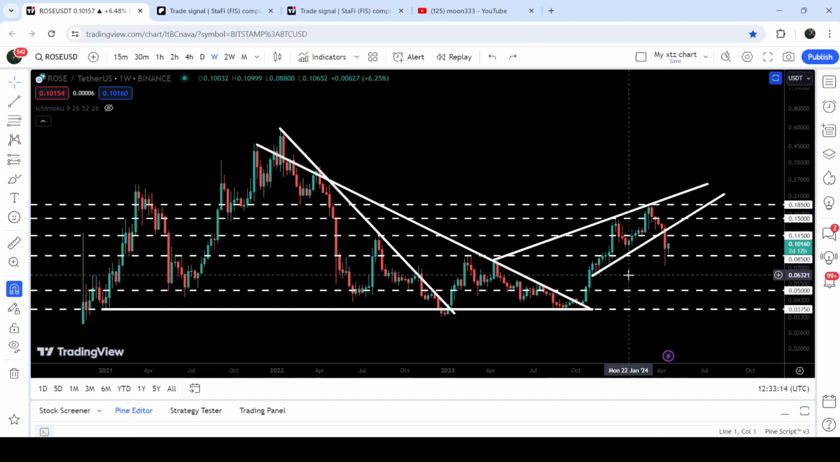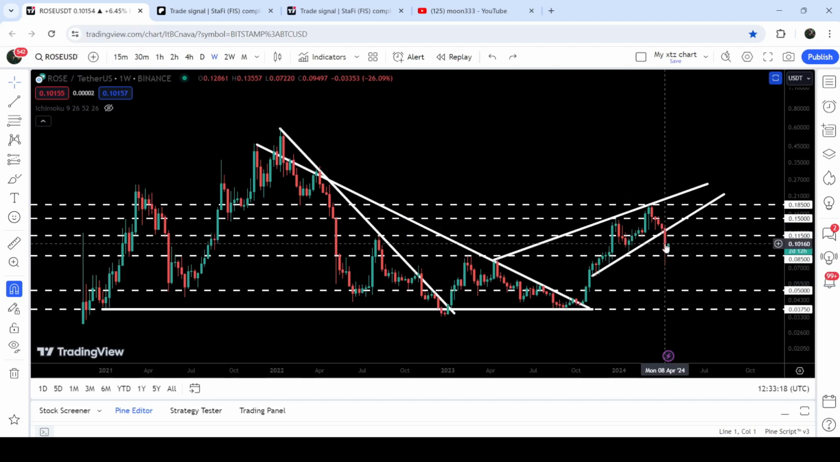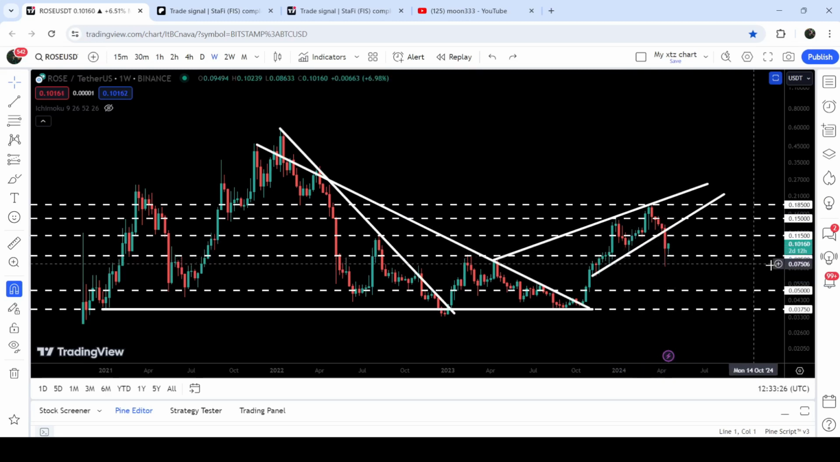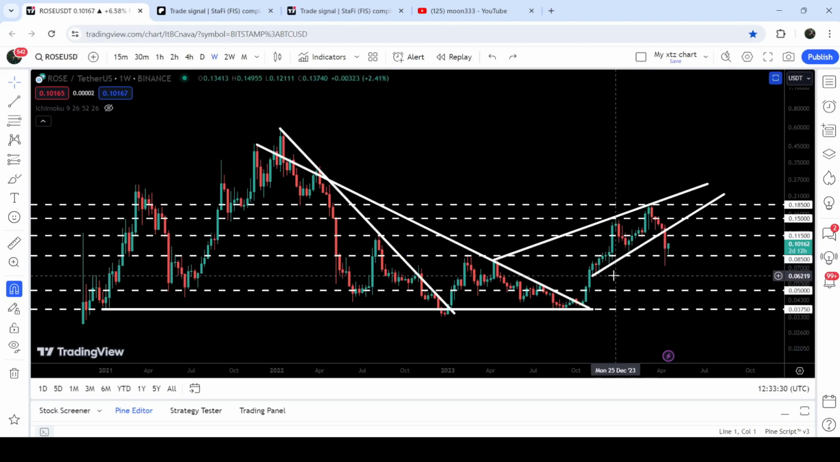The technical target for this breakdown was here at the bottom of the wedge, approximately at 6.1 cents, and you can see that the price dropped very close to that target, approximately up to 7.2 cents. If the price breaks down this support at 8.5 cents, then it can hit this target of 6.1 cents. In fact, it can also hit this long-term support of 5 cents as well.